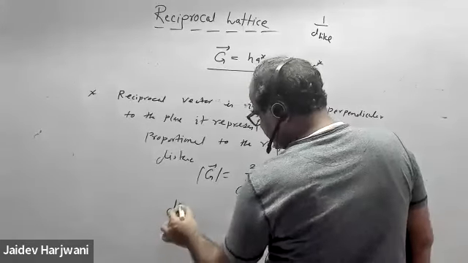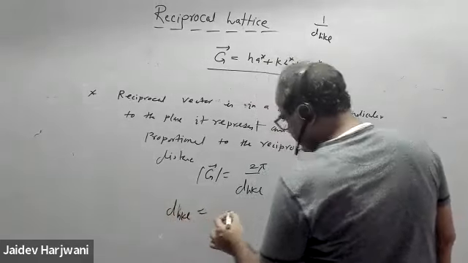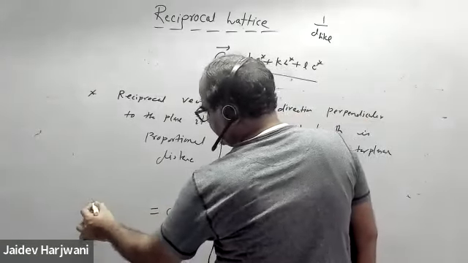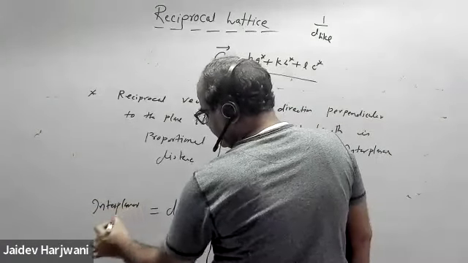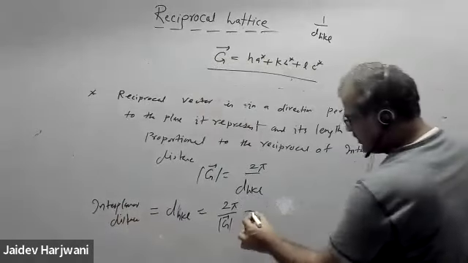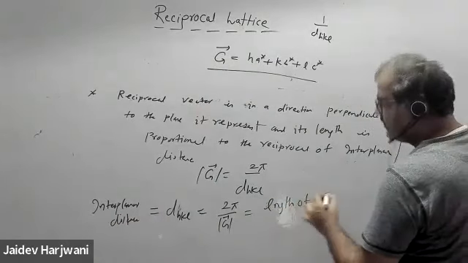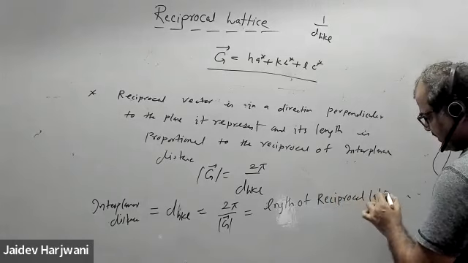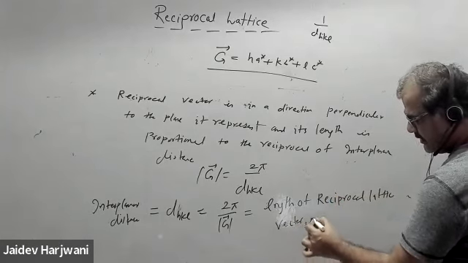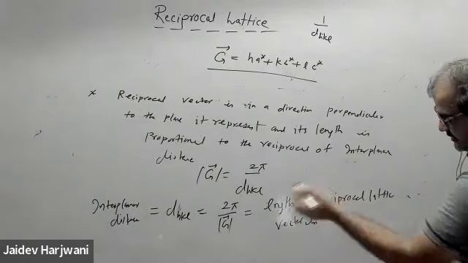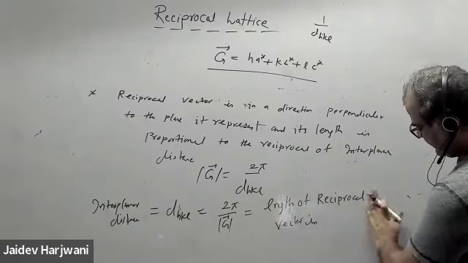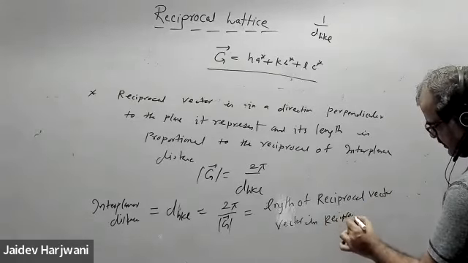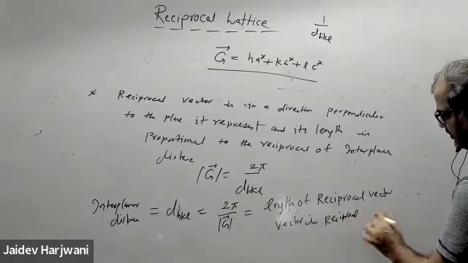So in short, DHKL is equal to 2 pi by the mod of G. This is the interplanar distance, and this is the length of the G vector, the reciprocal lattice vector, in reciprocal space, or the length of the reciprocal vector in reciprocal lattice space.